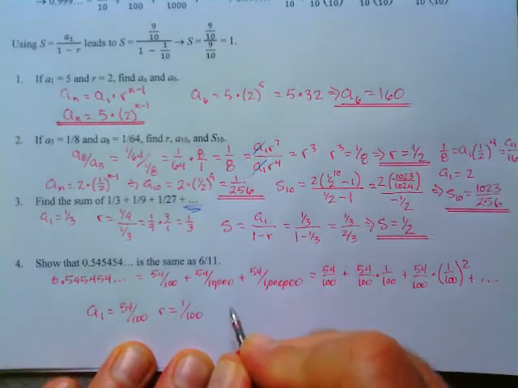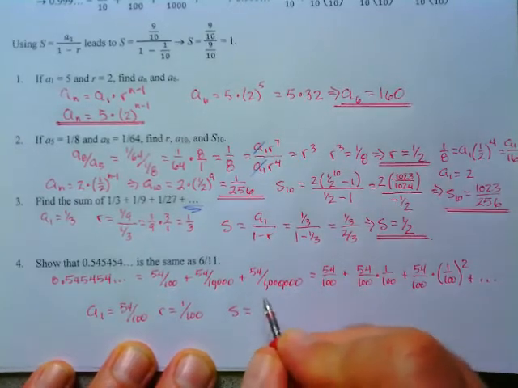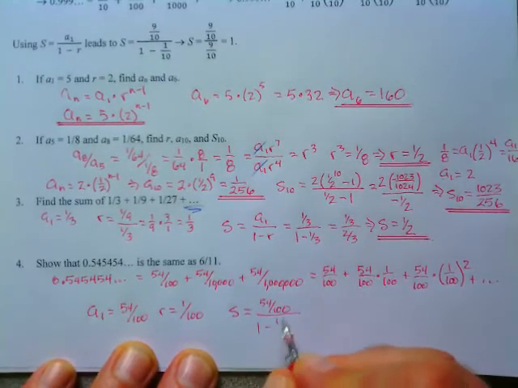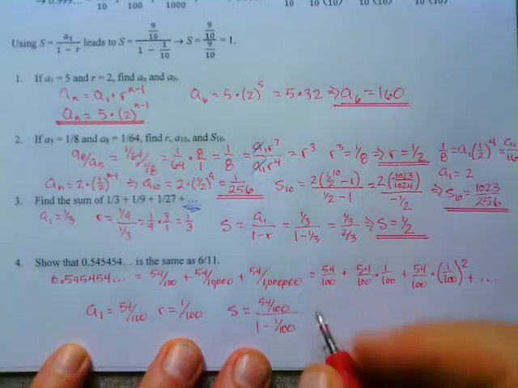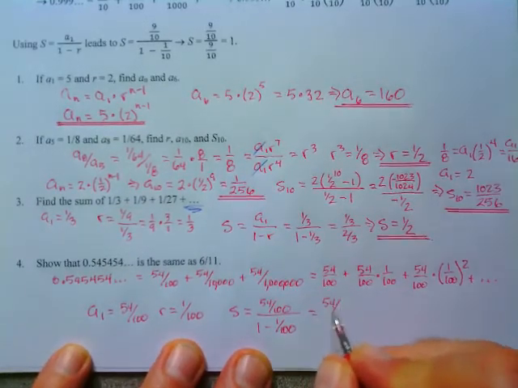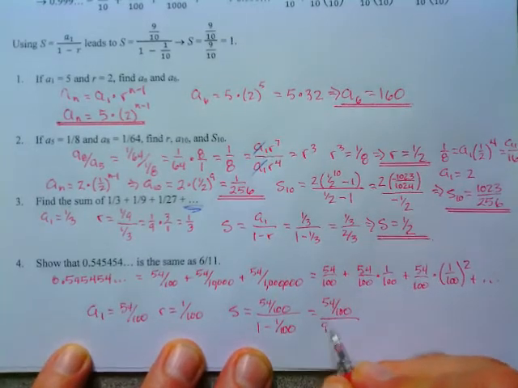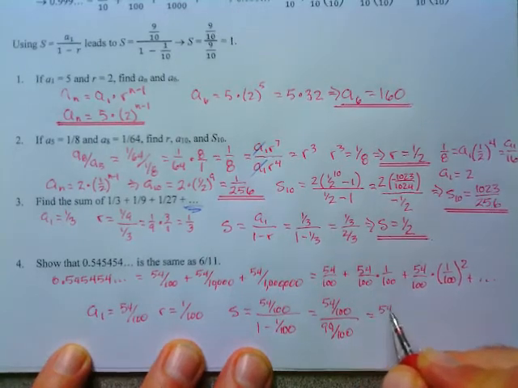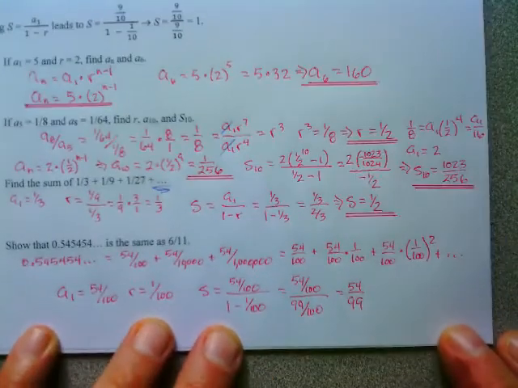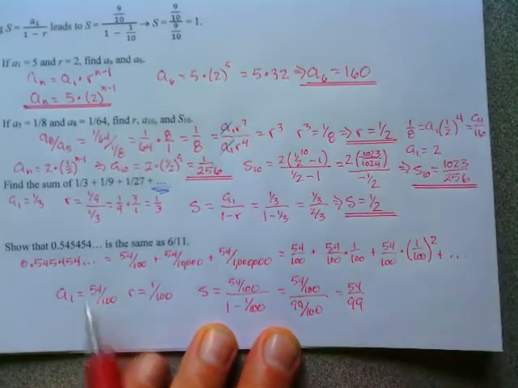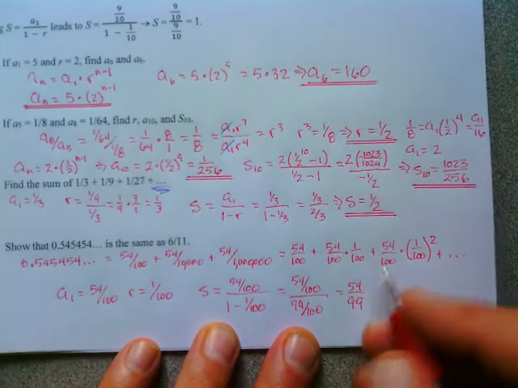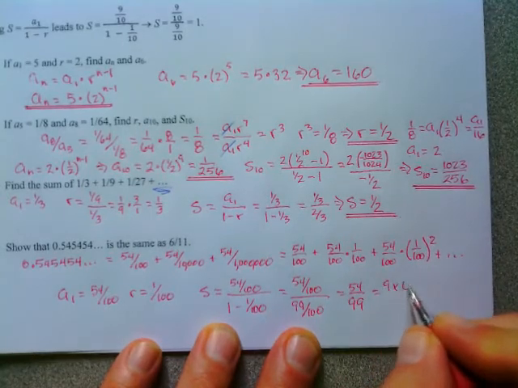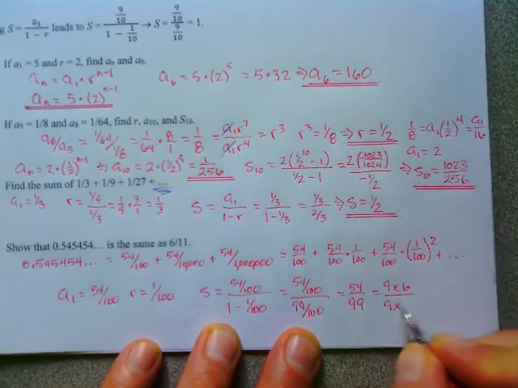So now using my formula, S equals A1, which is 54 over 100, and then 1 minus 1 over 100. Well, that gives me 54 over 100 over 99 over 100. The hundreds will cancel, leaving me with 54 over 99. Now, this is the critical step. To get to the end point, I need to factor these. And so 54, of course, is 9 times 6. 99 is 9 times 11.